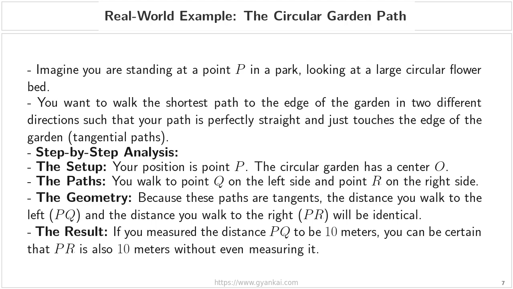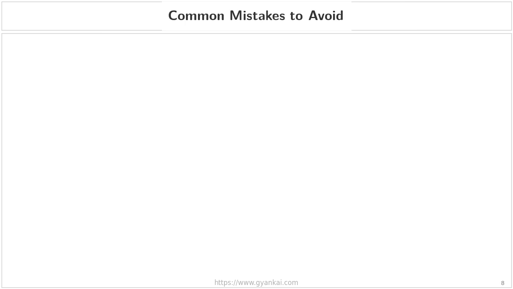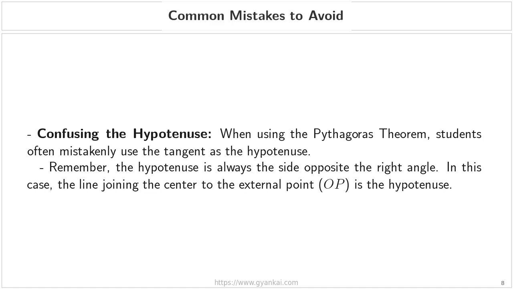Now, before we wrap up, let's look at some common pitfalls where students often lose marks when applying this theorem. Common mistakes to avoid. First, let's talk about a mistake I often see when students use the Pythagoras Theorem, which we just looked at in Method 2. Many students mistakenly identify the tangent segment as the hypotenuse. Please remember that the hypotenuse is always the side directly opposite the right angle. In our specific construction, the line segment joining the center, O, to the external point, P, is the hypotenuse. If you misidentify this, your entire calculation for the length will be incorrect.